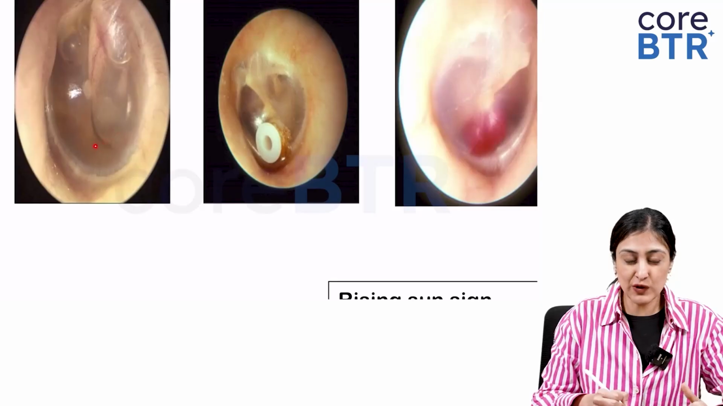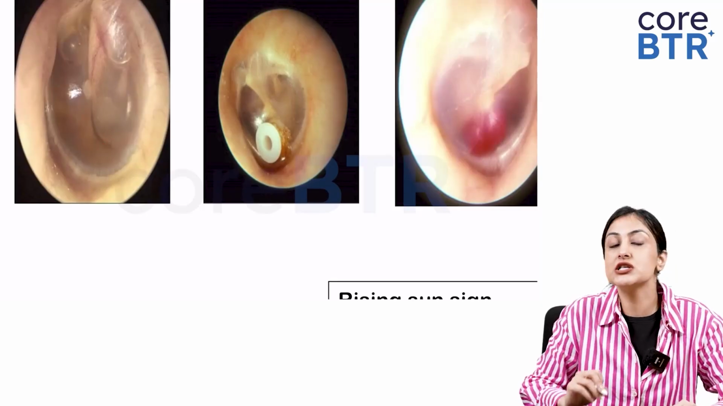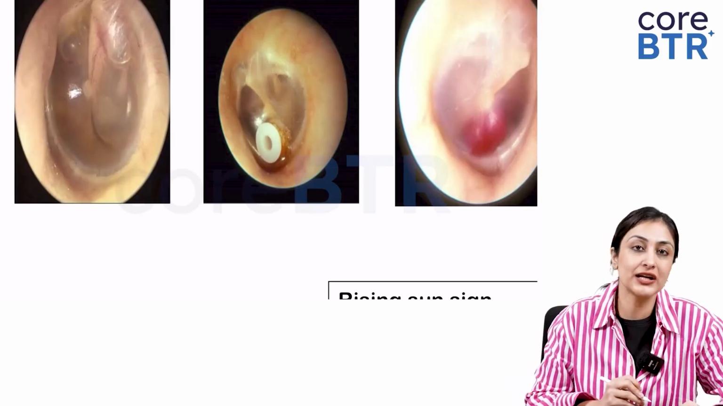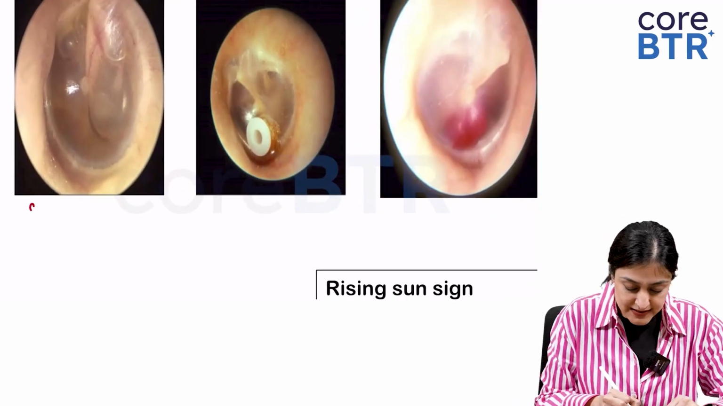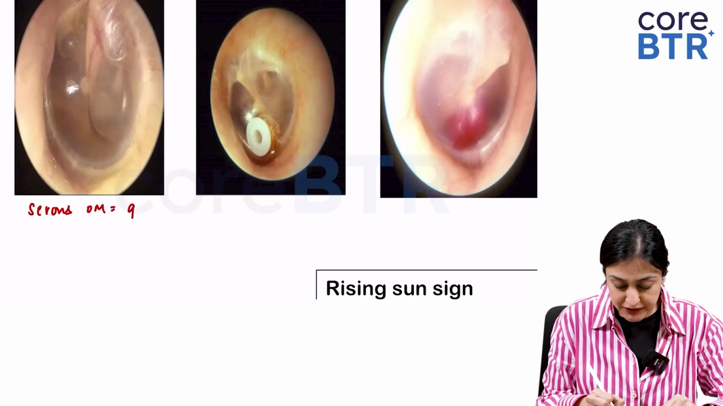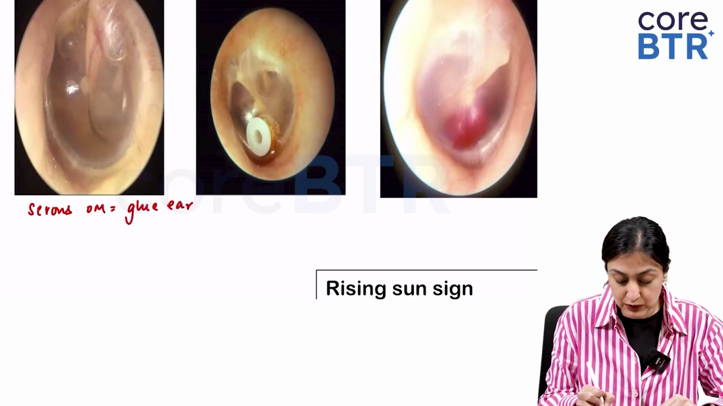A lot of times you may also see some bubbles here. So what does this indicate? That there's fluid collecting inside the middle ear. So this is what we call serous otitis media, also called glue ear, right? So this is what is called glue ear.